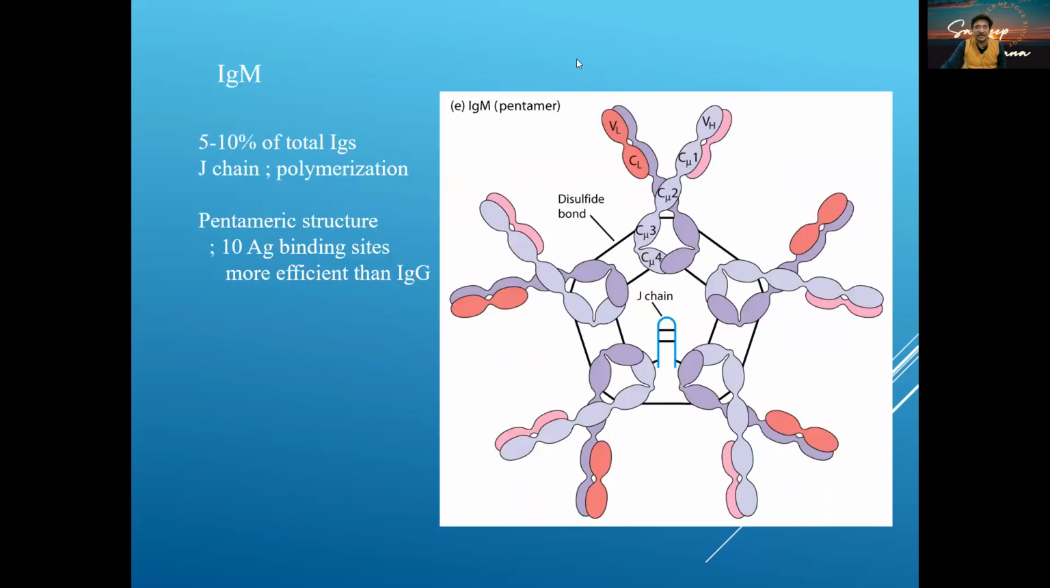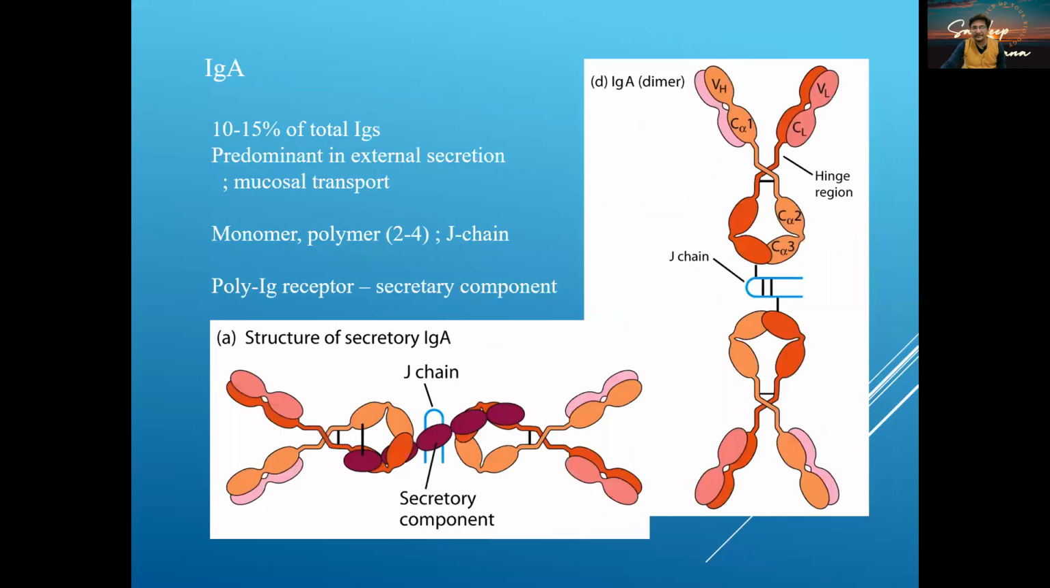Next one is the IgM. If you just count the number, there will be 5, so it is going to be a pentamer, and each will have 2 binding sites. That means the valence is going to be 10. It is going to be 5 to 10% of the total immunoglobulin produced. And here we have the J chain, which plays an important role in the polymerization. So the pentameric structure is decavalent in binding with the antigen.